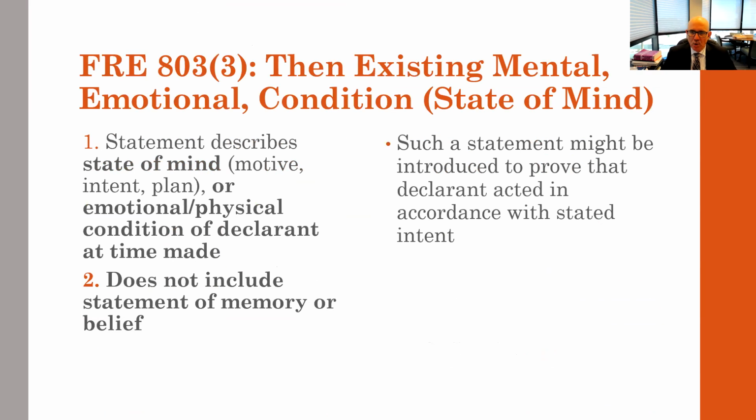Okay, then existing mental or emotional condition. And again, here are the things to watch out for. You're objecting, hearsay is your objection. The witness on the stand is saying something that somebody said out of court or repeating something that they themselves said out of court. And the prosecutor says, well, Your Honor, be that as it may, this comes under a hearsay exception. The hearsay exception is then existing mental or emotional condition. And according to the rule, of course, if a statement describes state of mind, motive, intent, plan, or an emotional or physical condition, then it falls under this rule. And then according to the prosecution, it falls under this exception and the statement comes in.